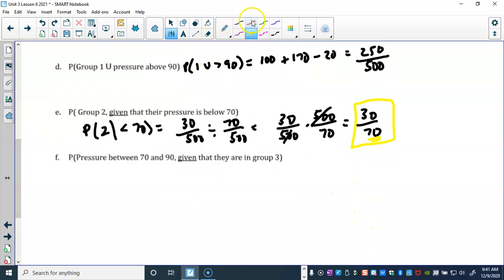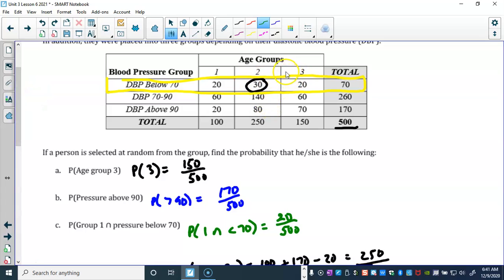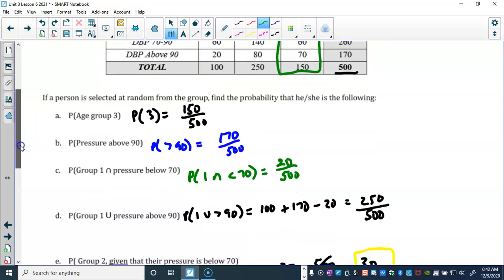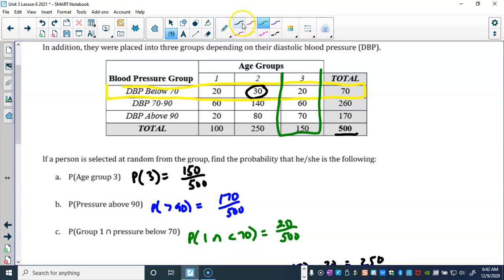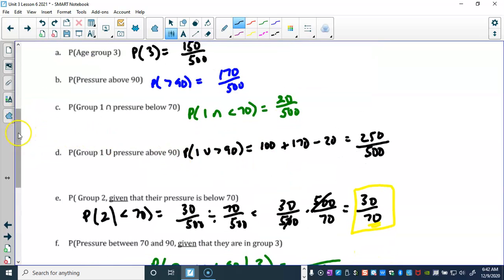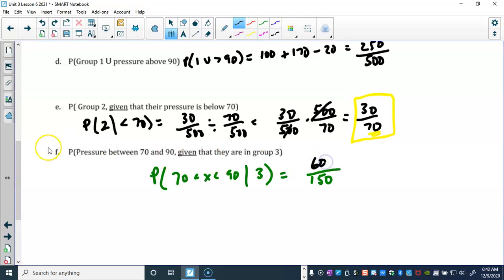So for F, the probability that the blood pressure is between 70 and 90, given that they're in group 3. So with the given being group 3, I'm only going to look at this column. So my total is not going to be 500, it's going to be 150. And I want the blood pressure between 70 and 90. For that group, it's 60. So my answer is going to be 60 over 150.